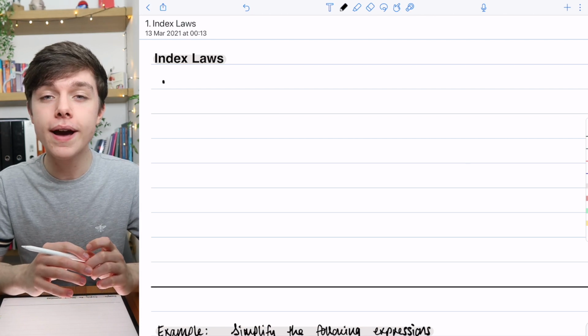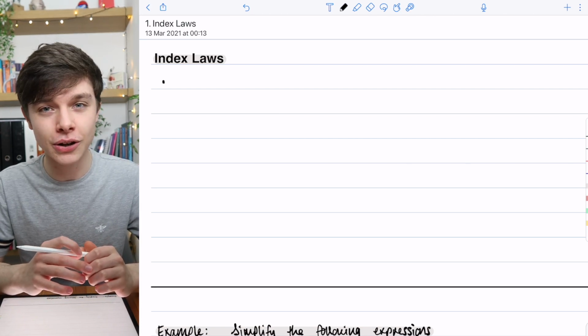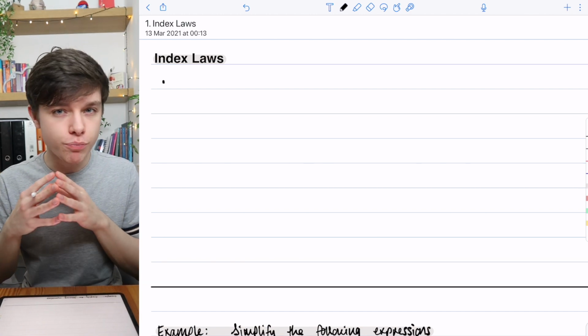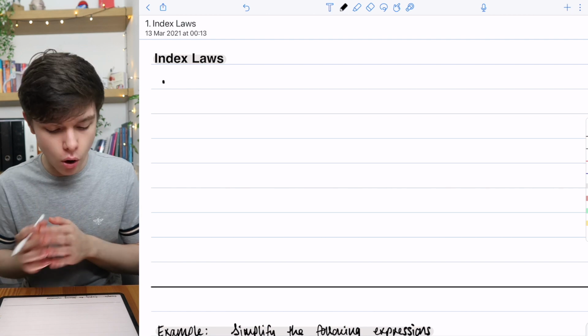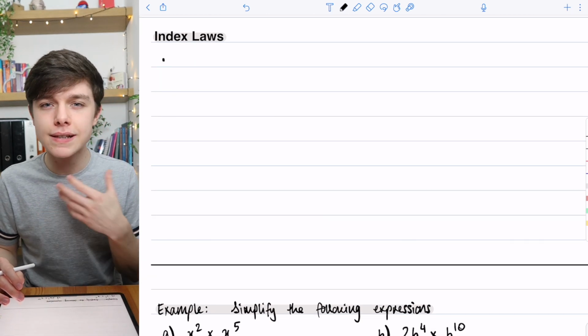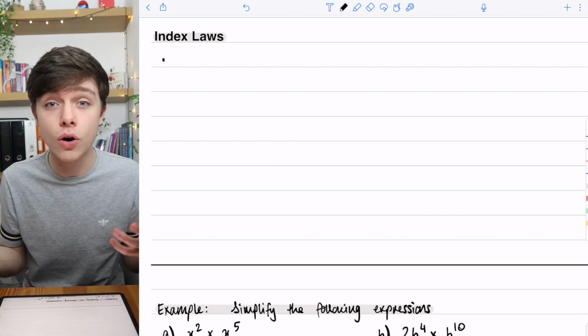In this video we're going to be learning all about index laws. We're going to start by looking at a little bit of notation. You've probably seen this at GCSE before, you might not have done though, so we need to make this clear, because I'm going to be using this language throughout the whole of this course really.